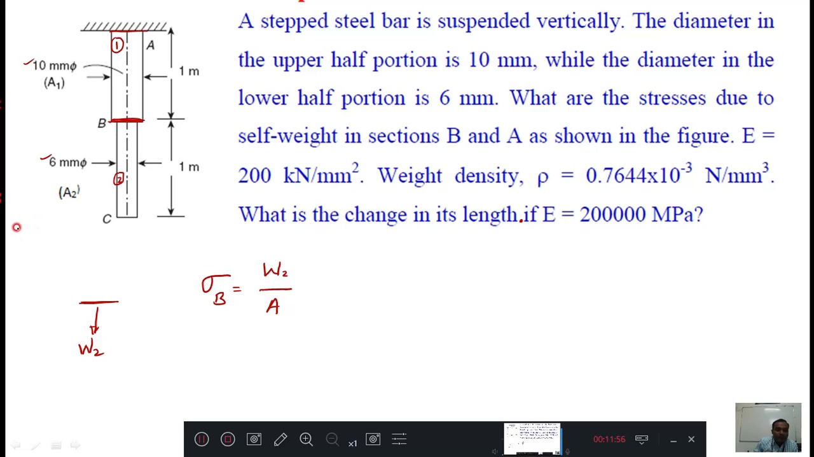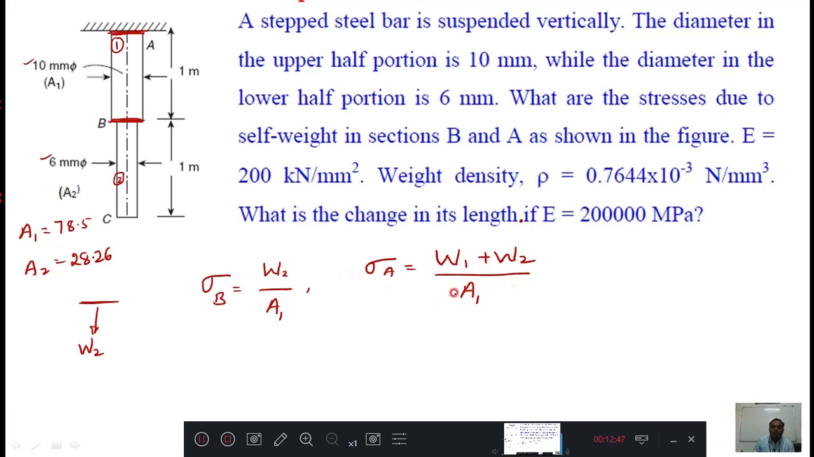Okay. Before that I will calculate A1 and A2. A1 equal to pi by 4 into 10 square is 78.5 and A2 is pi by 4 into 6 square, which is 28.26. Then here what is the W2? First I will write this. And what is sigma A? Sigma A here, this red color, it is pulled by 1 and 2, both are hanging at that point. Therefore this is W1 plus W2 by A. But here area is again A1 only.